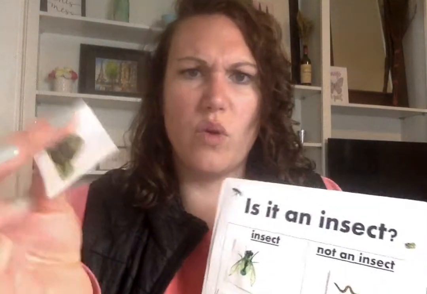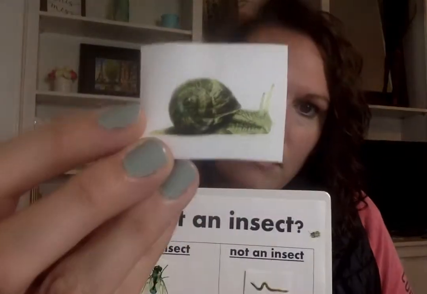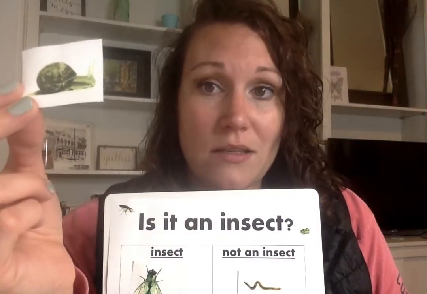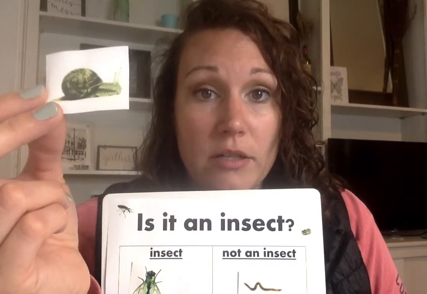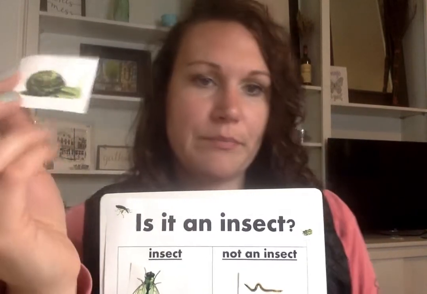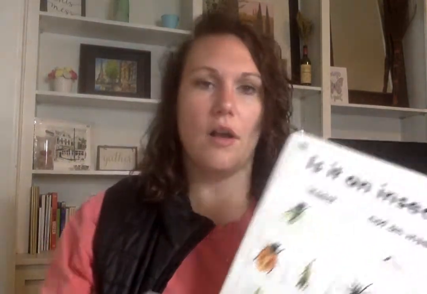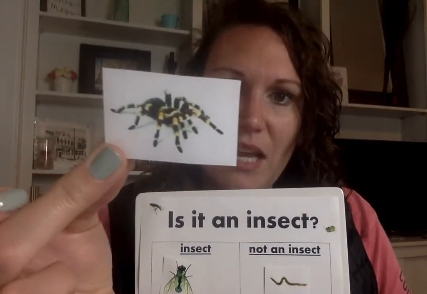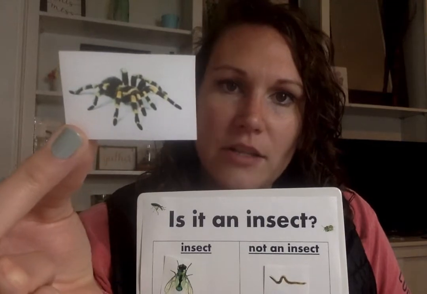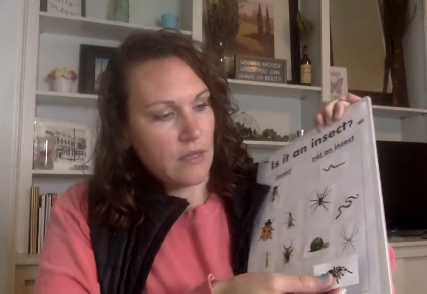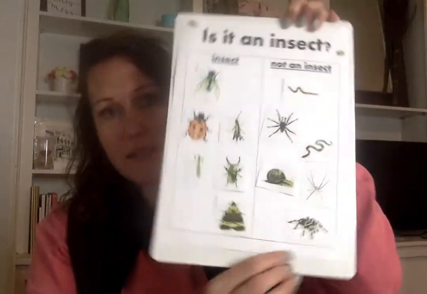All right, I have 3 more. Ooh, look at this slug. He has 2 antennae, but he does not have legs or the body parts. So is he an insect? No, not an insect. Oh, here's a tarantula, which is a type of spider. What do we say about spiders? Are they insects? No, because they have 8 legs. So he's going to go on our not an insect side.